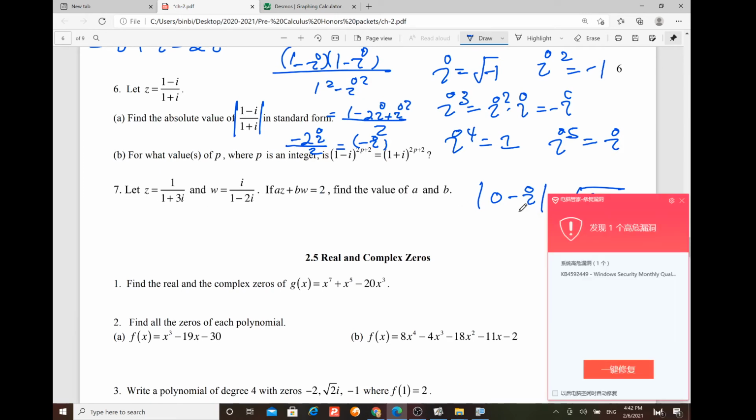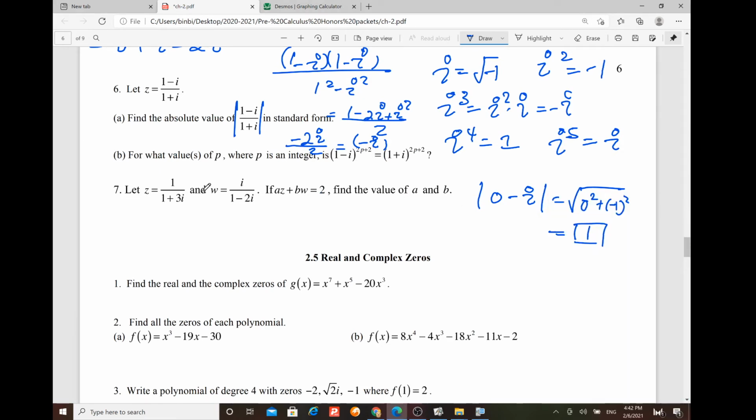And then for number 7, excuse me. So z equals 1 over the quantity of 1 plus 3i. w equals i over the quantity of 1 minus 2i. So az plus bw equals 2. Find the value of a and b. So again, similar to what we did. So az plus bw, simply multiply them. Set that equals 2.